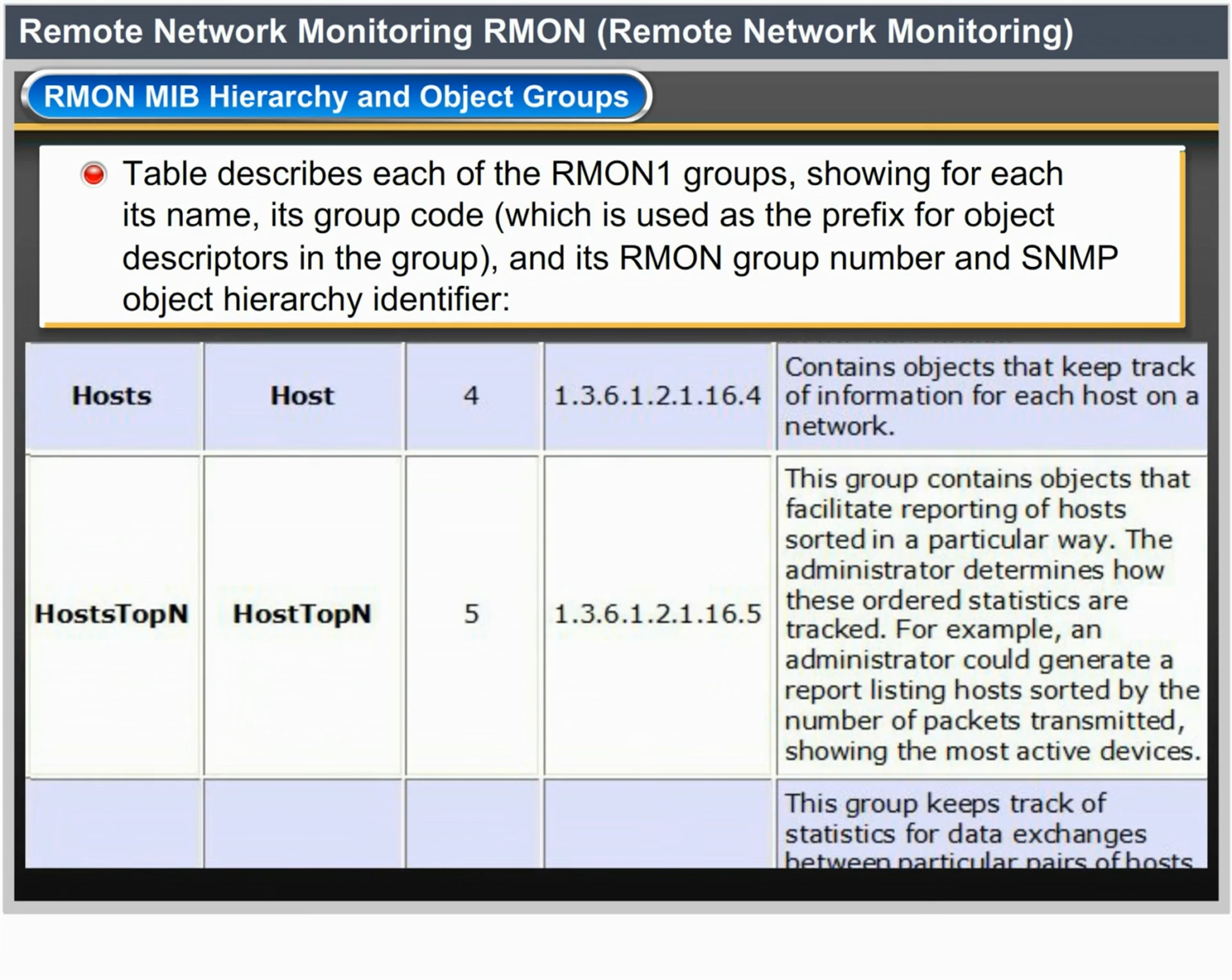Hosts top n, host top n, 5, 1.3.6.1.2.1.16.5. This group contains objects that facilitate reporting of hosts sorted in a particular way. The administrator determines how these ordered statistics are tracked. For example, an administrator could generate a report listing hosts sorted by the number of packets transmitted, showing the most active devices.